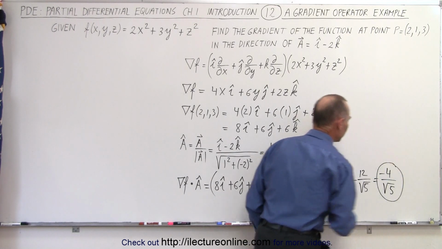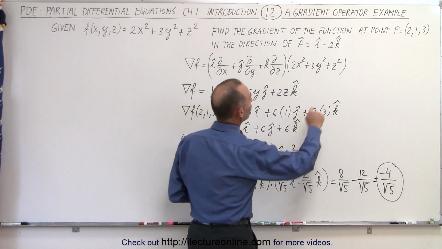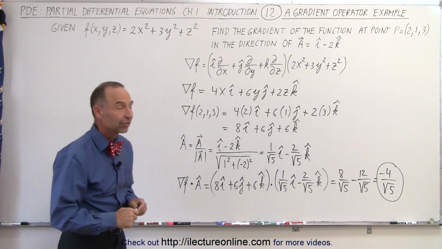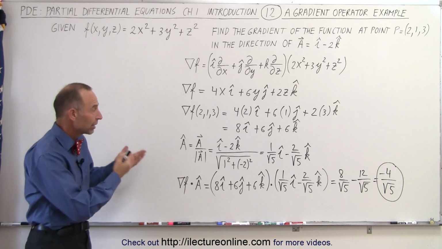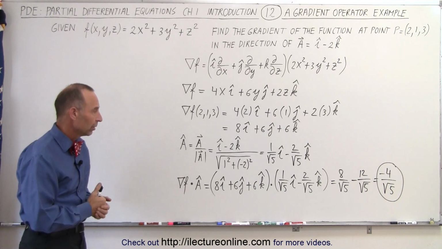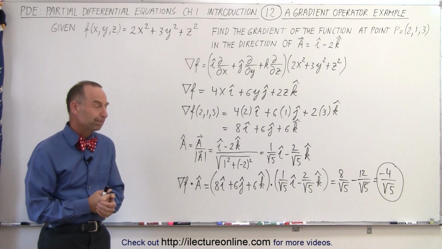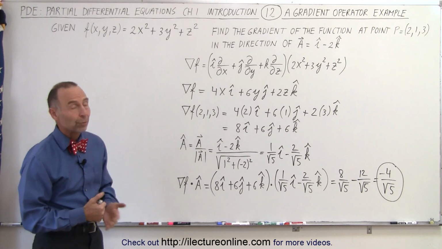That's the amount of change in the function at this particular location, at that point, in the direction of the a vector. And that's how we use the gradient of a function and apply it to finding the change in the function in any direction using this method. That's what we mean by the gradient operator.